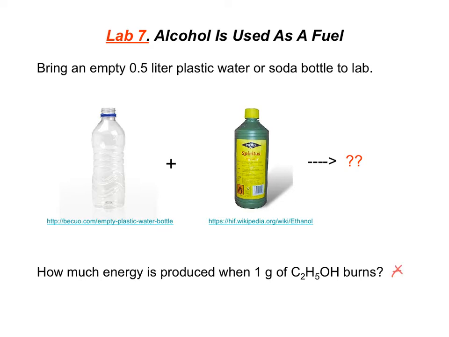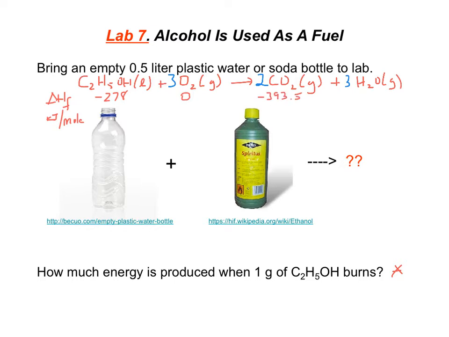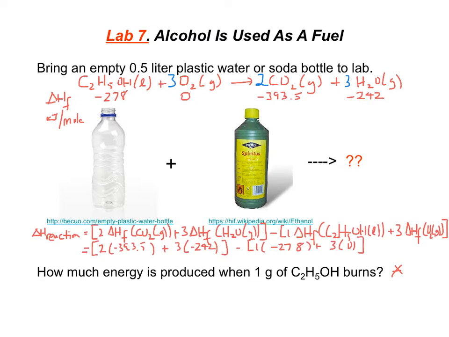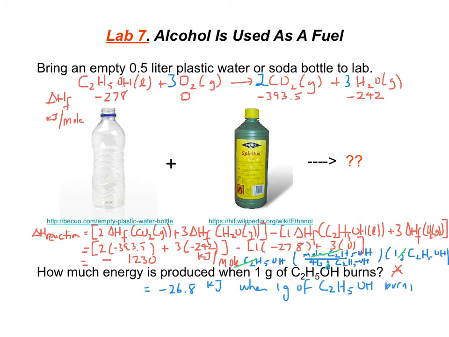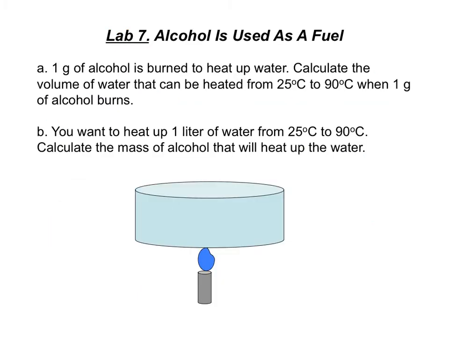To get the answer, first balance the chemical equation for the combustion of ethanol. Next, look up the delta H formation of each reactant and product. Then calculate delta H reaction by using Hess's law. This number tells us that when 1 mole of ethanol burns, 1230 kilojoules of energy is released. For 1 gram of ethanol, do this conversion. You just calculate how much heat is released when 1 gram of alcohol burns.